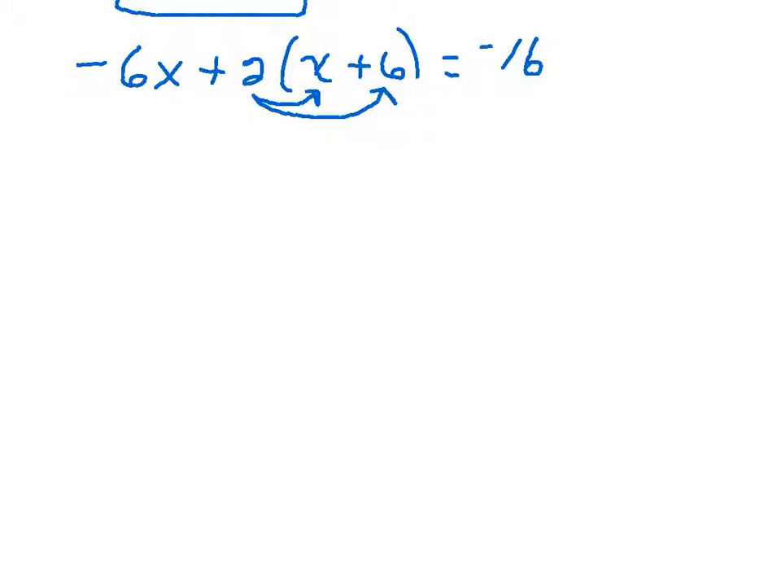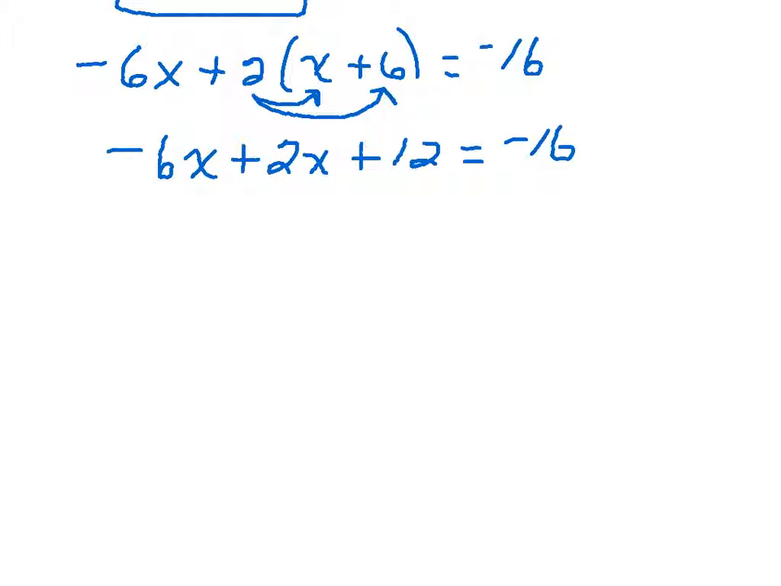The first is negative 6x. We haven't touched that, so we just copy it. We keep that plus sign there. 2 times x is 2x. Bring down that other plus sign, and 2 times 6 is 12. And we copy the rest over because we haven't touched it.